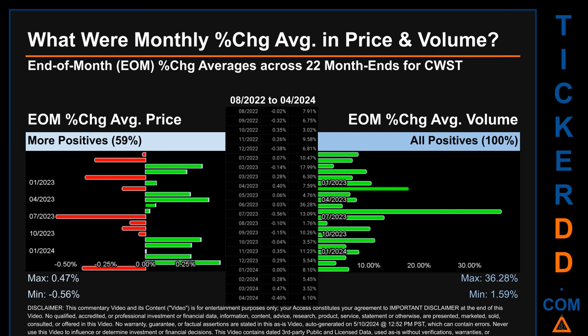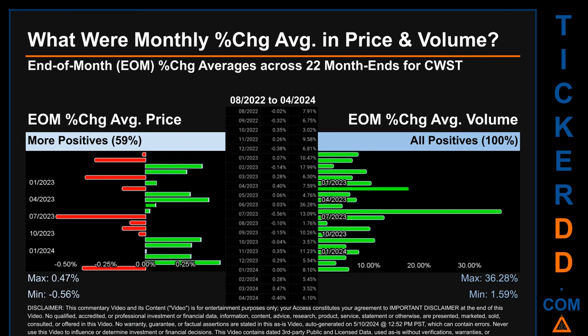What were end-of-month percentage change averages in price and volume for CWST? The monthly average of percentage change in price and in volume were calculated for each of the 22 month ends. That calculation took daily percentage changes and averaged them for each given month. If a month end came out negative, then it means that the month summarily saw a negative change.